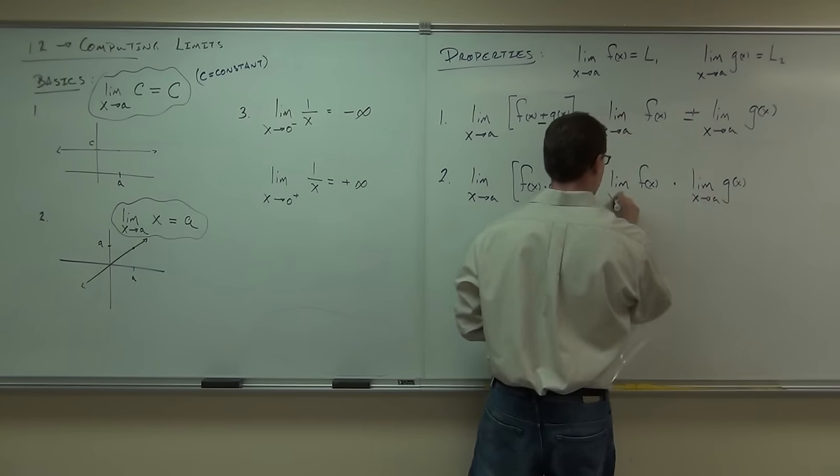So 3 times 0, 4 times 0, what's the answer? 0. I know, right? All that time spent and nothing. 0.